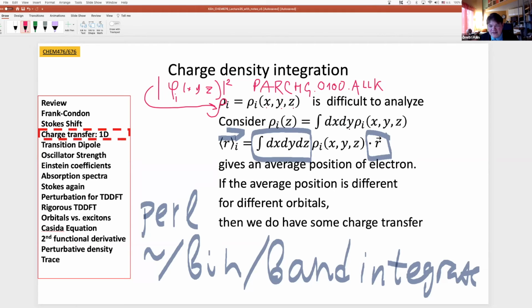So what if we perform integration of this partial charge function over x and y, but keep dependence on z? If you do this partial integration of partial charge, then we will convert it from a three-dimensional function to a one-dimensional function. Make sense?